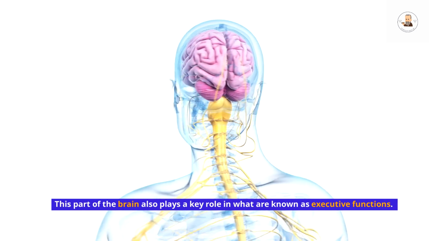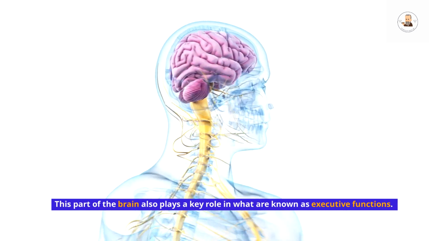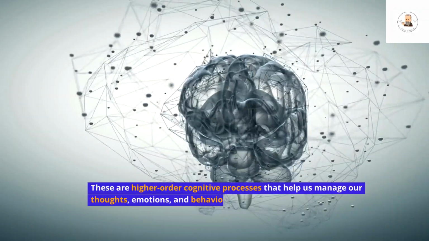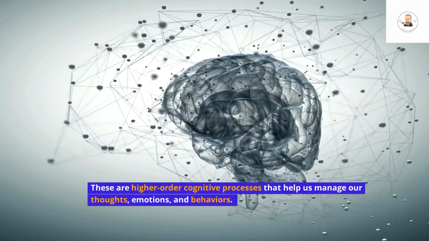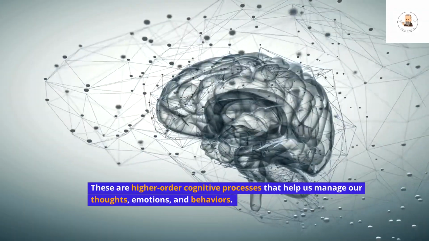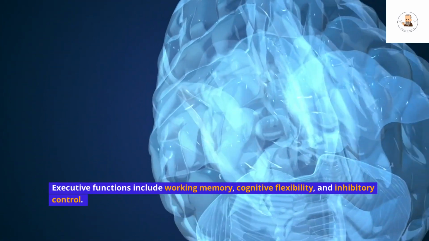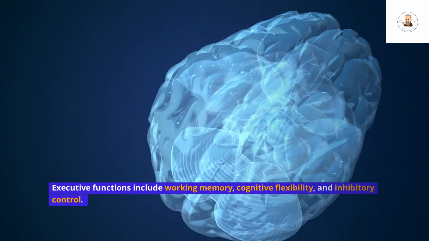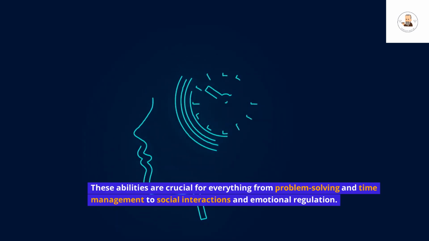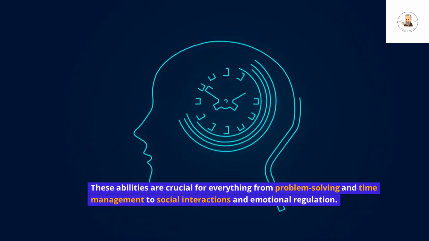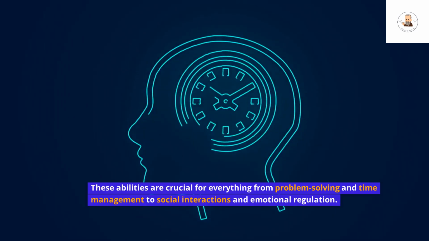This part of the brain also plays a key role in what are known as executive functions. These are higher-order cognitive processes that help us manage our thoughts, emotions, and behaviors. Executive functions include working memory, cognitive flexibility, and inhibitory control. These abilities are crucial for everything from problem-solving and time management to social interactions and emotional regulation.